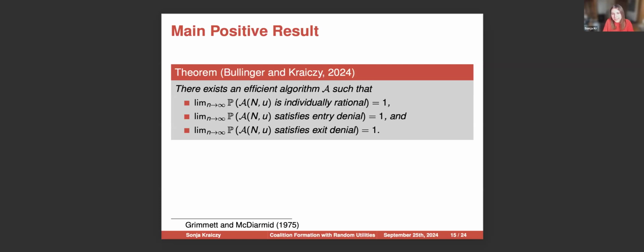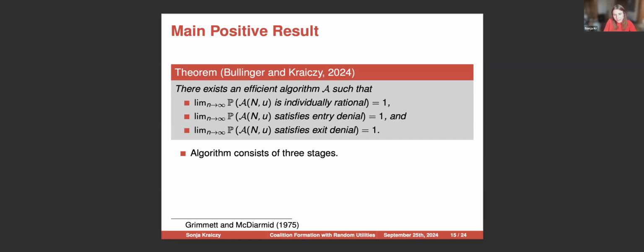So these exit and entry denial properties don't even care whether there are Nash deviations, right? Whether they're there or not, we will be blocking the potential deviations. And so we can restate this result saying that this algorithm actually outputs a partition satisfying all of these three properties at once. And so let me say more about this algorithm.